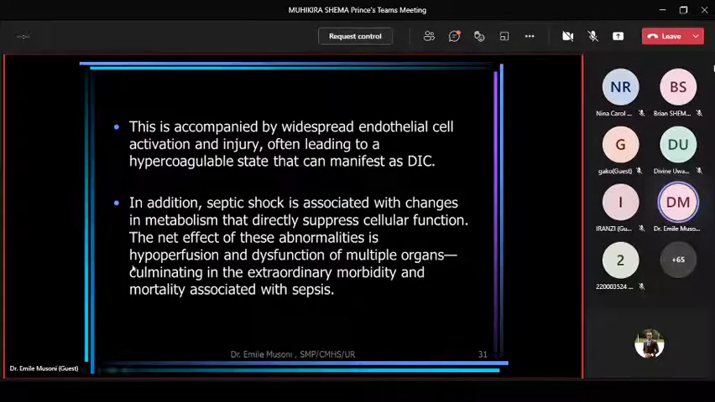In case of septic shock, there will be hypoperfusion, multiple organ dysfunction, and culminating in the extraordinary morbidity and mortality associated with sepsis. Sepsis will be systemic: sepsis in the brain, sepsis in the kidney, sepsis in the lung, everywhere. And this will cause death.